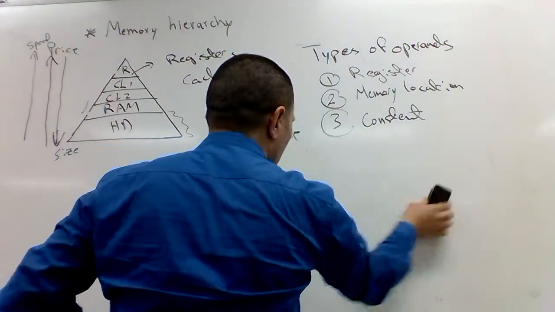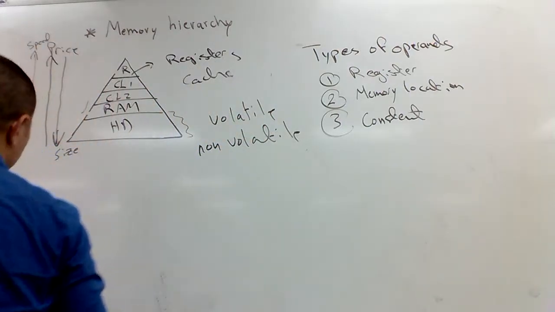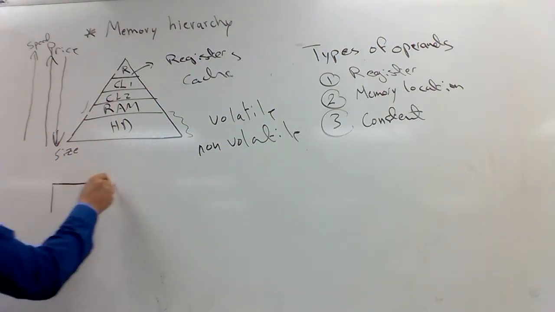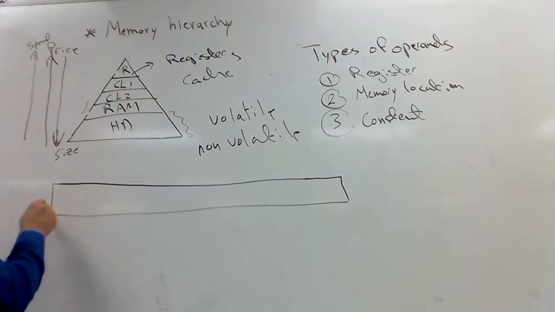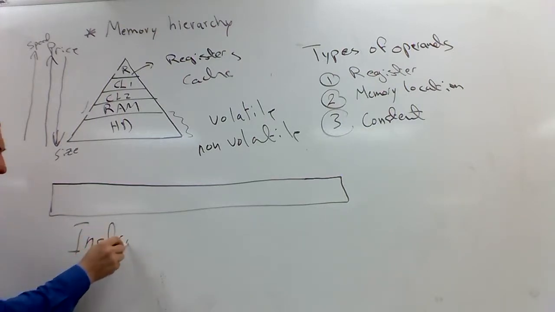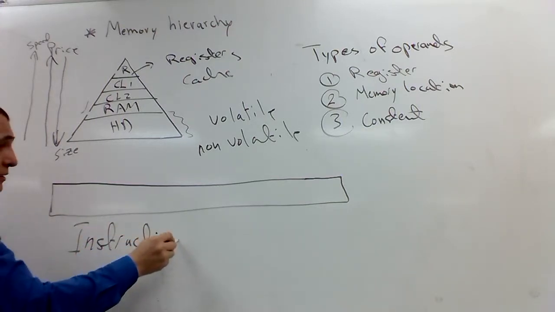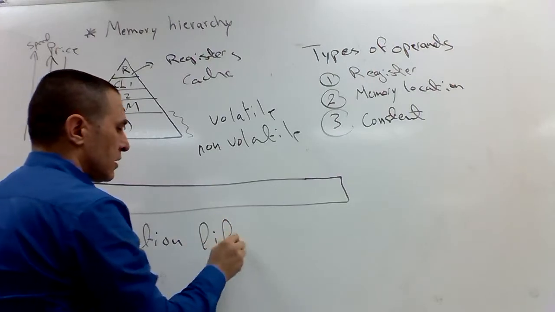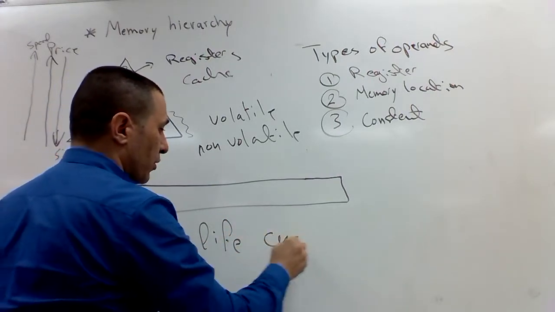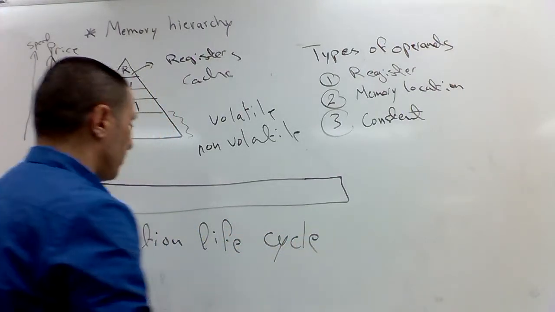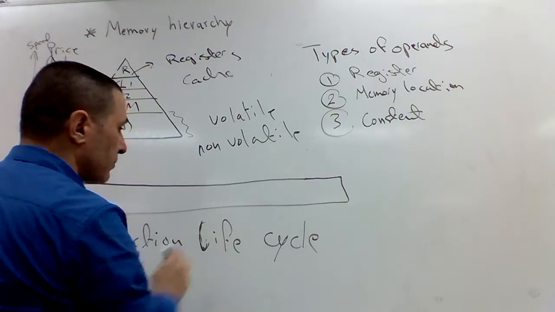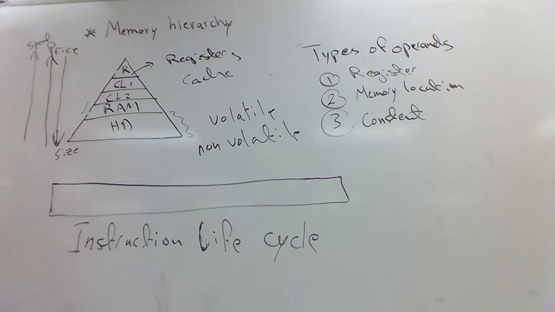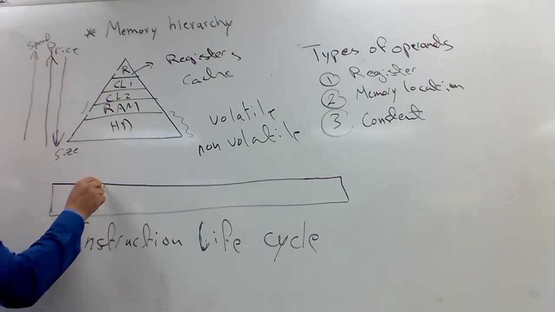Now we have 2 more things. I need to explain the registers, how we can break them down, and I need to explain the instruction life cycle. And this is really important. You might get it in the exam. This is an L, but I write my L like this. Instruction life cycle, 5 stages.